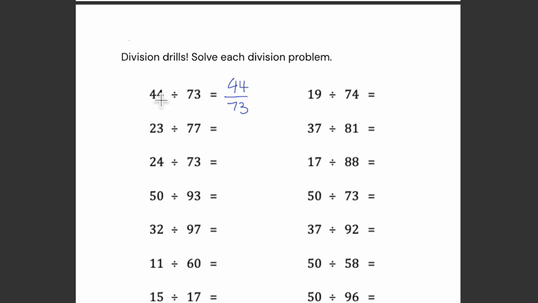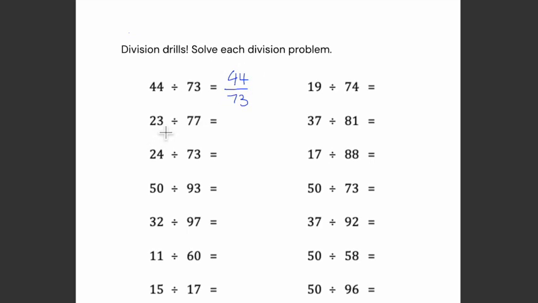So since 44 is being divided, it's called the dividend. And since 73 is dividing 44, it's called the divisor. And this is how you express that in fraction form. Now for the second problem, we have 23 divided by 77. So 23 is the number being divided, or the dividend, so it's going in the numerator. And 77 is the divisor, so it's going to be in our denominator. So our fraction is 23 over 77.